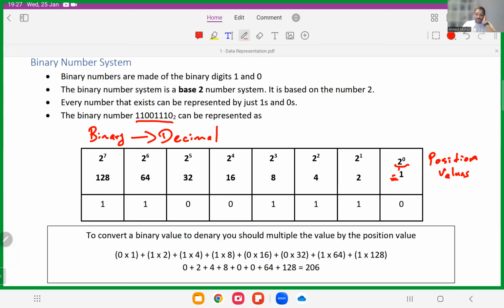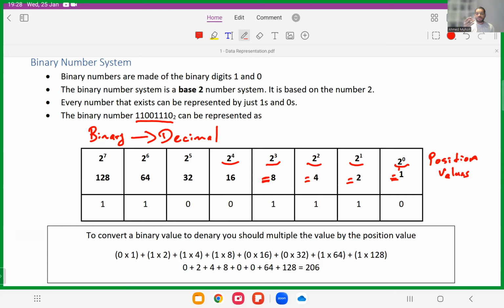The next position, the second position, is 2 to the power of 1, which is equal to 2. The next position is 2 to the power of 2. The value of the third position is 2 to the power of 2, which is equal to 4. Then the next is 2 to the power of 3, which is equal to 8. Then the next position value is 2 to the power of 4, and it goes on. So 2 to the power of 4, 2 to the power of 5, 2 to the power of 6, 2 to the power of 7.